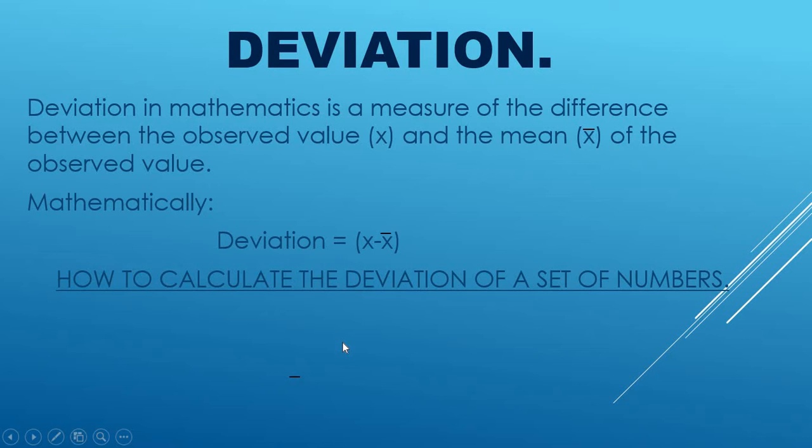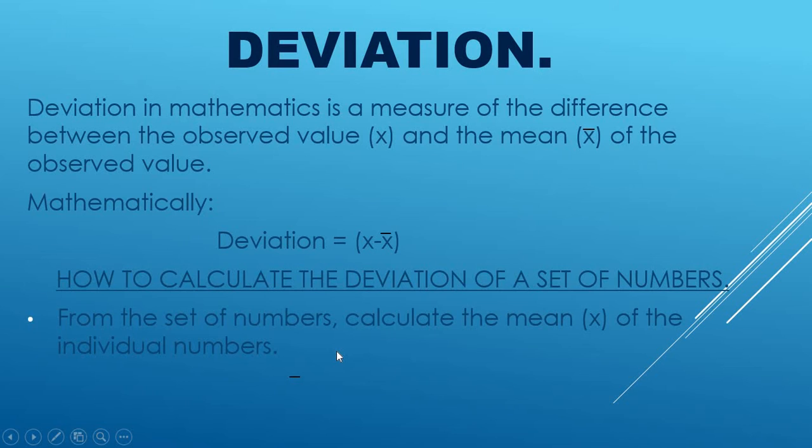Now I'll be listing a strategy by which you can just calculate the deviation. The first thing to look out for is that from the set of numbers, you calculate the mean of the individual numbers. I mentioned individual numbers because when we are looking at statistics, we are looking at data. Data has been given to us, or data that we have collected. Maybe we collect data on marks obtained by students. So those marks are our observations, our individual observations. Now, we are taking them one by one and calculating the deviation of each of them.